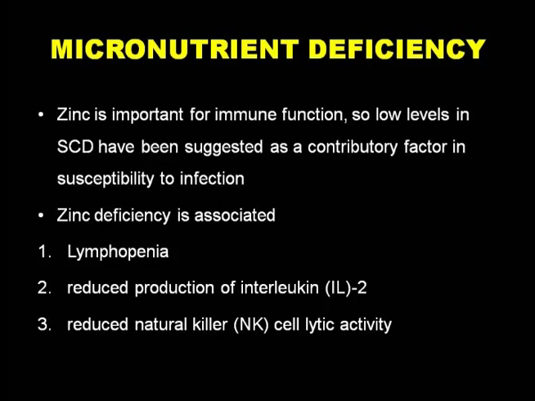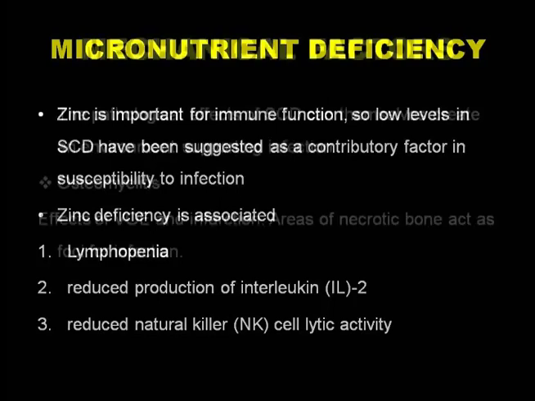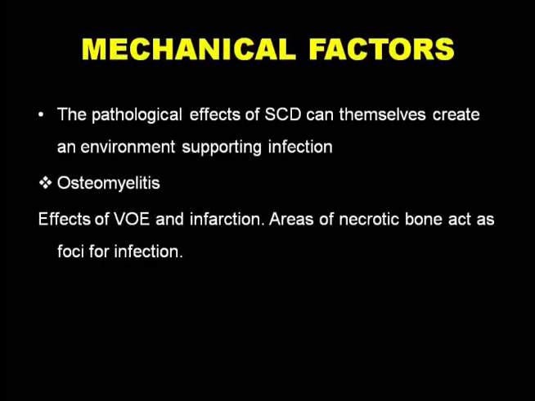And mechanical factors, we know that these are mainly what predisposes them to osteomyelitis, because we know the pathology of sickle cell is the vessel occlusion and the hemolysis. With the recurrent vessel occlusion within the bone, there is ischemia and infarction of bone, so you tend to get necrotic areas within the bone because of this recurrent ischemia. And we know that necrotic bone acts as a focus for infection. So that's what predisposes them mainly to osteomyelitis as well. So this also has a role to play in the infections that they get.